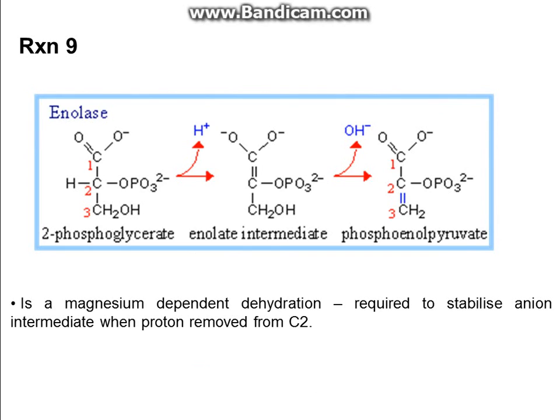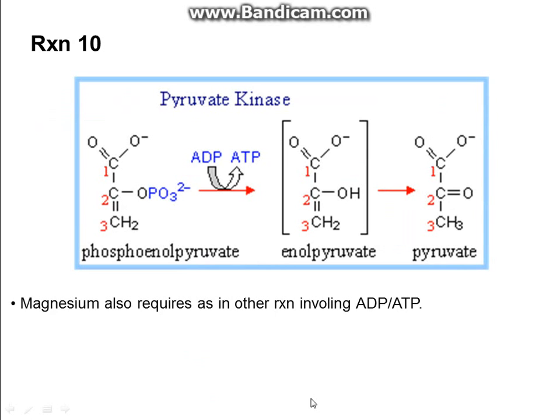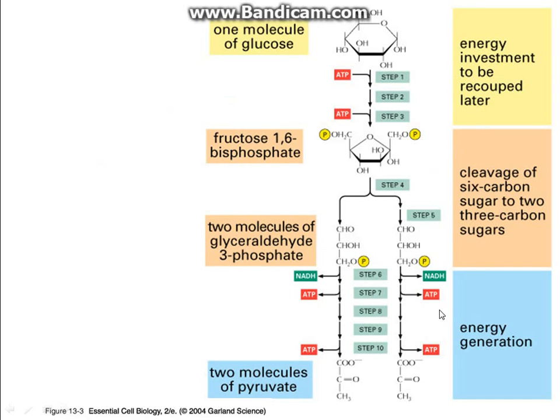So as I said, reaction 9 needs magnesium. For the main reason of this intermediate to be stable, it stabilises the anion when the proton has been removed there, obviously because then this double bond forms. And as you can see, H+ is lost, OH- is lost, giving us water overall as the output for this. Magnesium is also required here, as in any other reaction involving ADP or ATP.